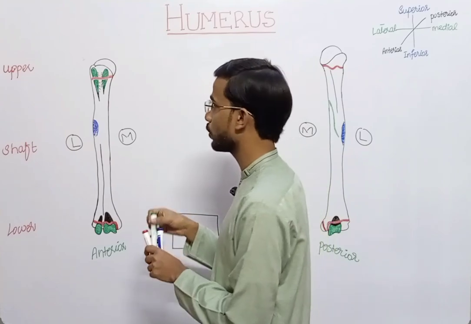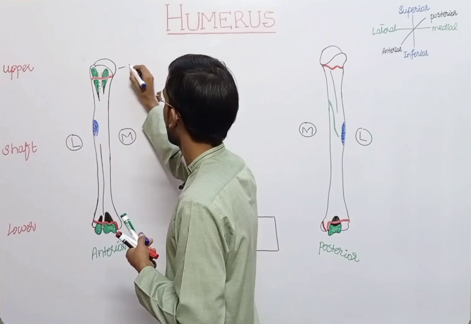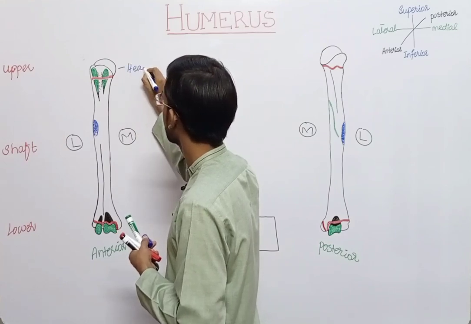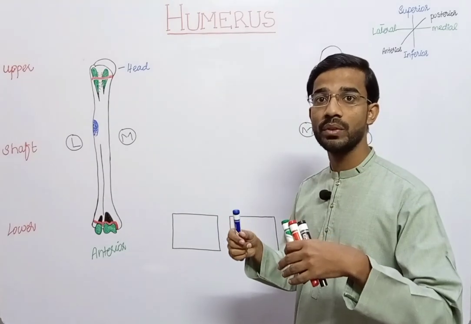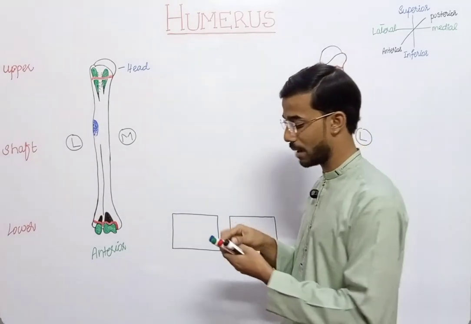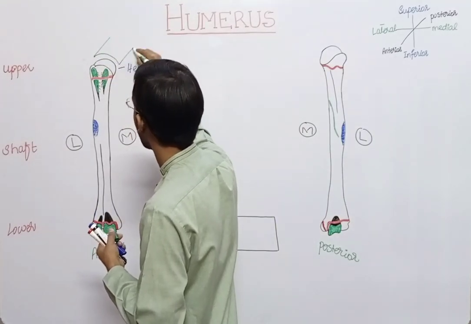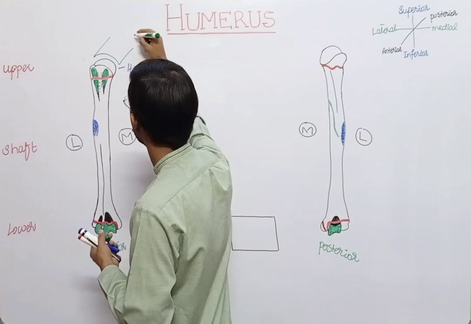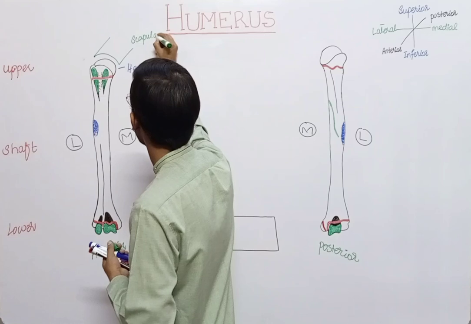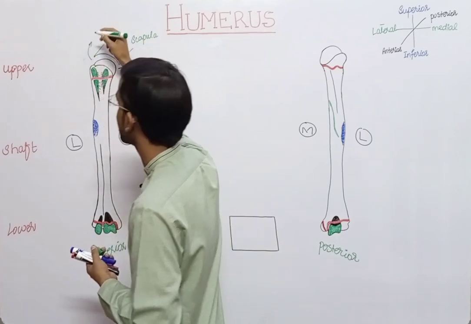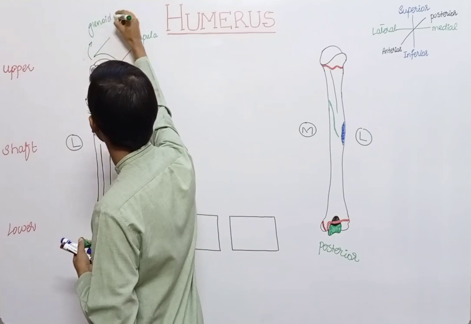The most important component in the upper part is the head of the humerus. This head will articulate with the glenoid cavity of the scapula. There is a glenoid cavity in which the head of the humerus will articulate or be accommodated. So this is the scapula, and the scapula has a cavity which is called the glenoid cavity.